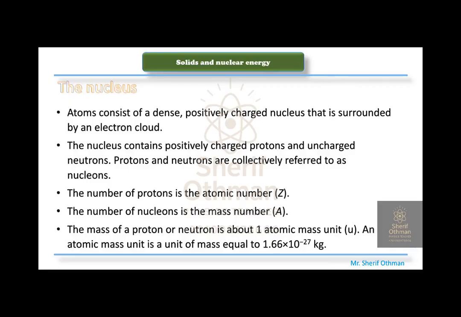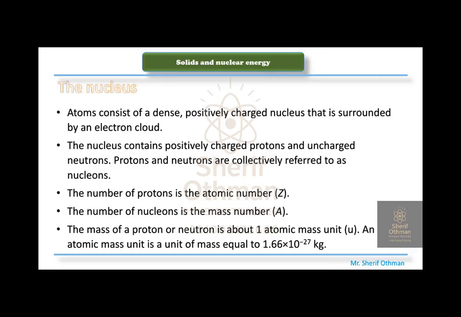Atoms consist of a dense, positively charged nucleus that is surrounded by an electron cloud. The nucleus contains positively charged protons and uncharged neutrons. Protons and neutrons are collectively referred to as nucleons. So, any particles inside the nucleus are called nucleons. The number of protons is the atomic number, represented by Z. And the number of nucleons is the mass number, represented by A.